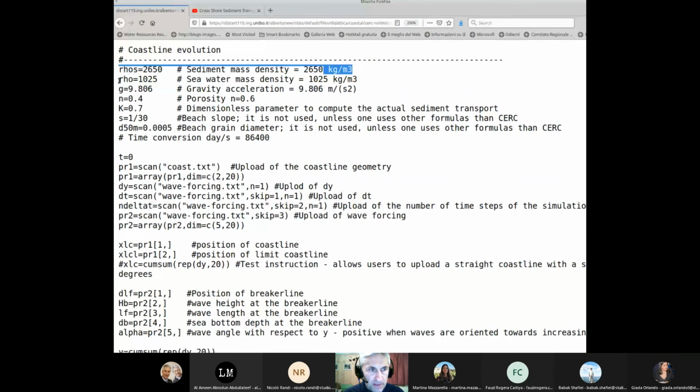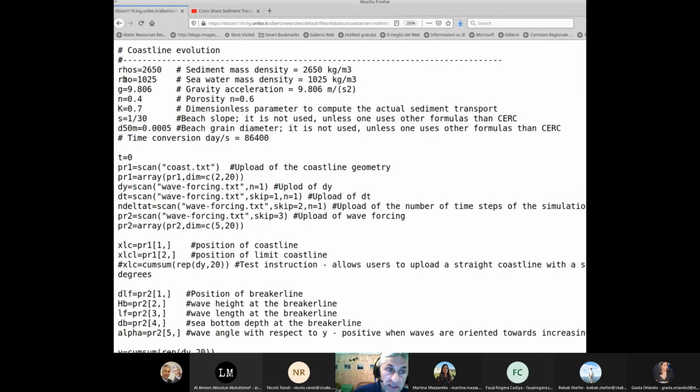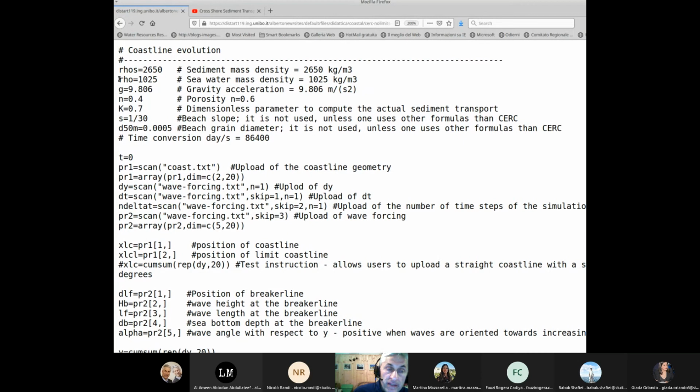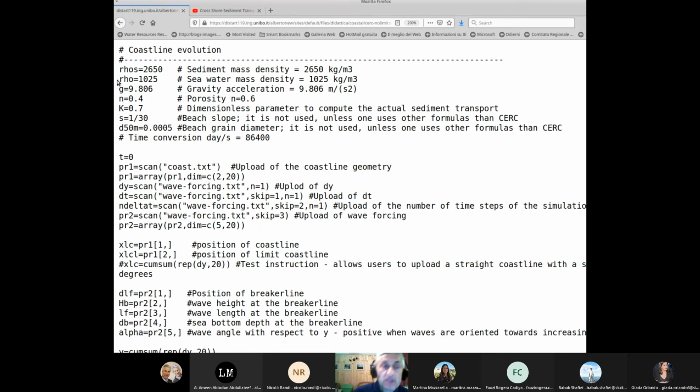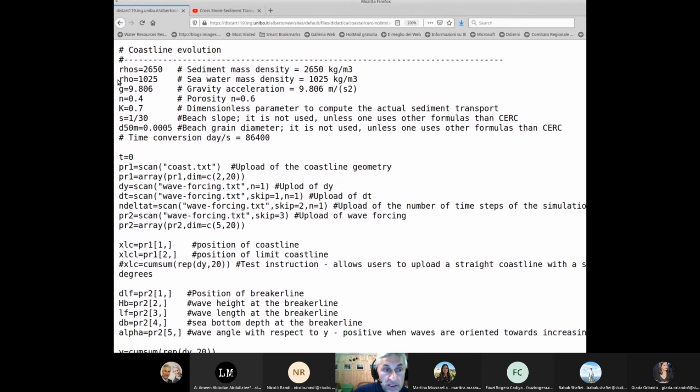Now, there is the definition of rho, seawater mass density. Look at this number: 1025 kilograms per cubic meter. This is the average mass density of seawater. Keep this number in mind. Seawater, of course, is heavier in terms of weight than fresh water. Not much heavier, but still a bit heavier. So the next line is the definition of the mass density of seawater.